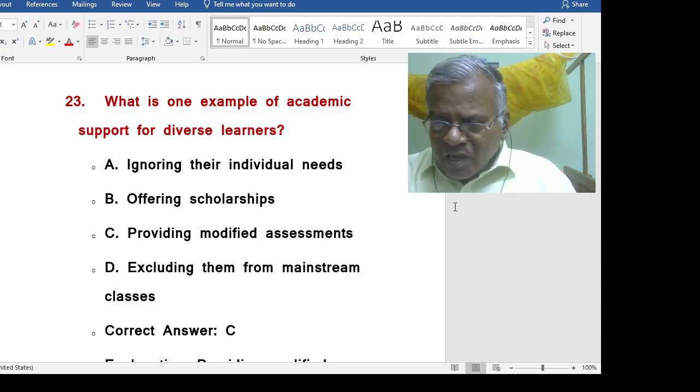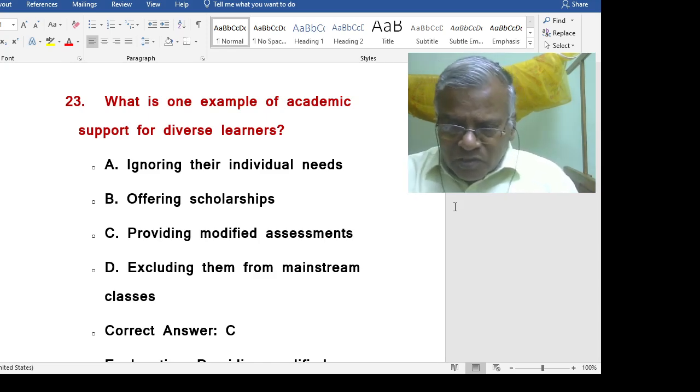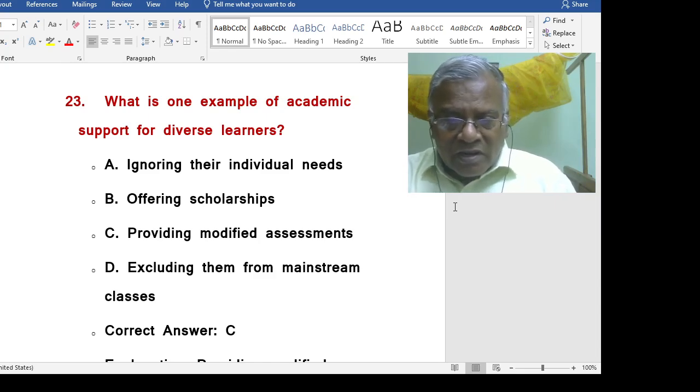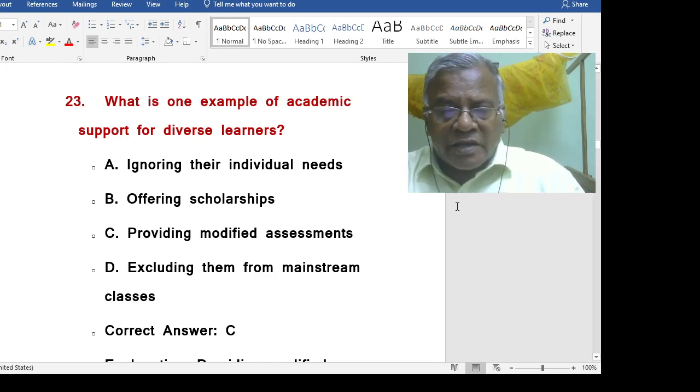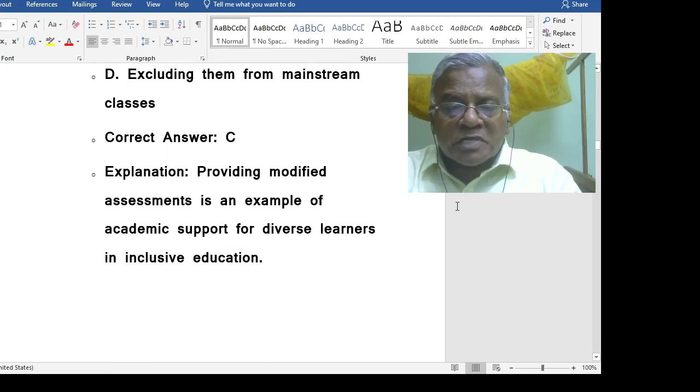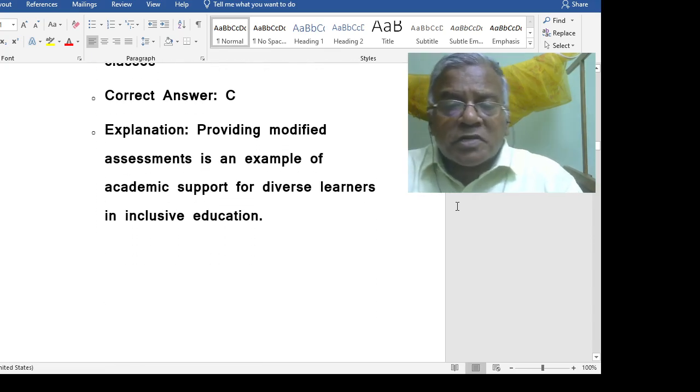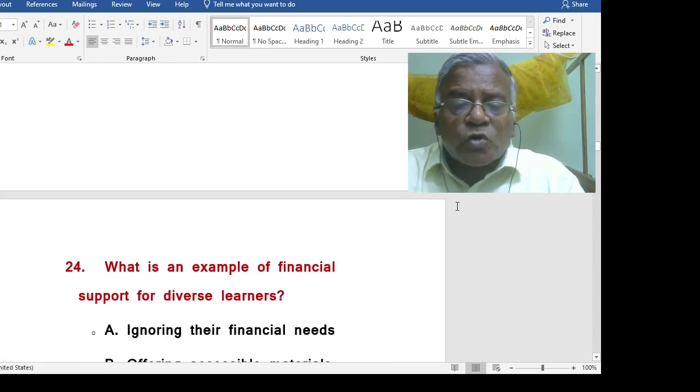of letters, and for that the classroom should have all such facilities also. Even in online, inclusive online materials are available. Accordingly, the classroom should have all types of infrastructure facilities to cater to the needs of such children, diverse learners. That is the idea here. Providing modified assessment is an example of academic support for diverse learners in inclusive education.